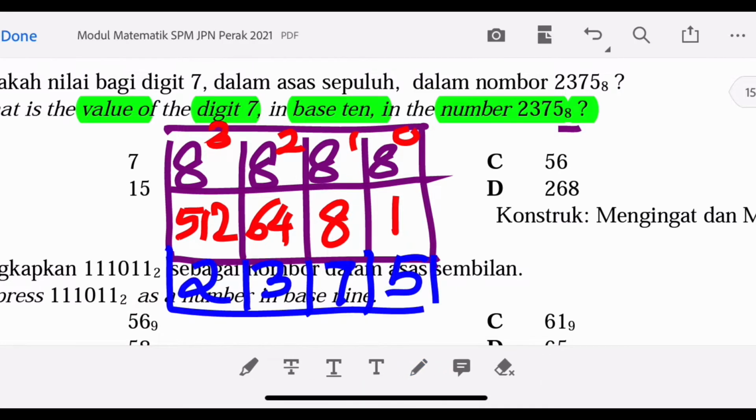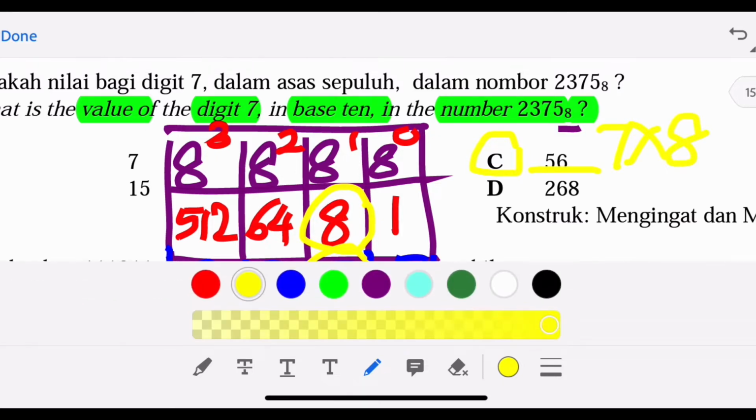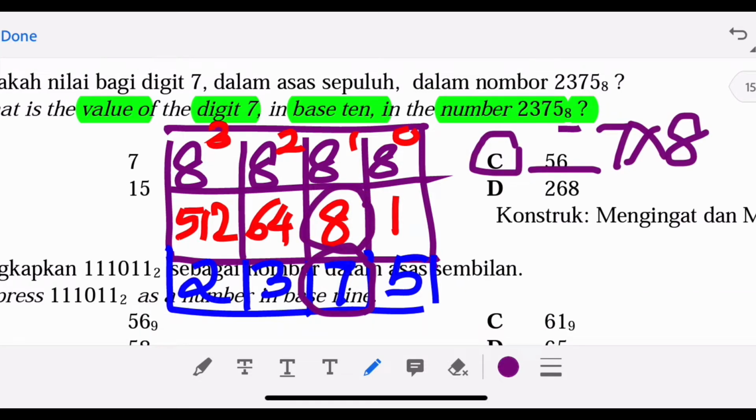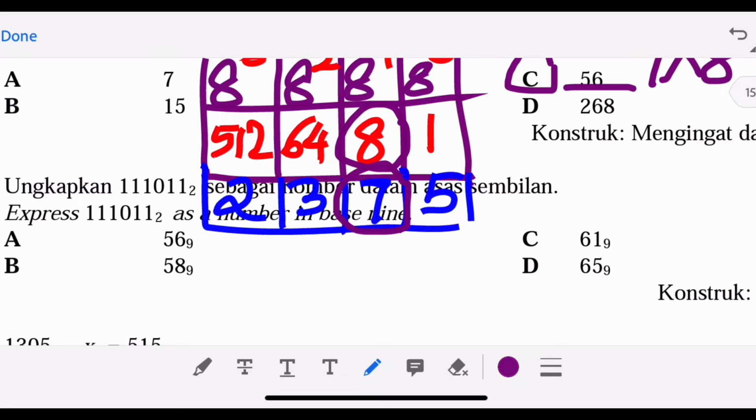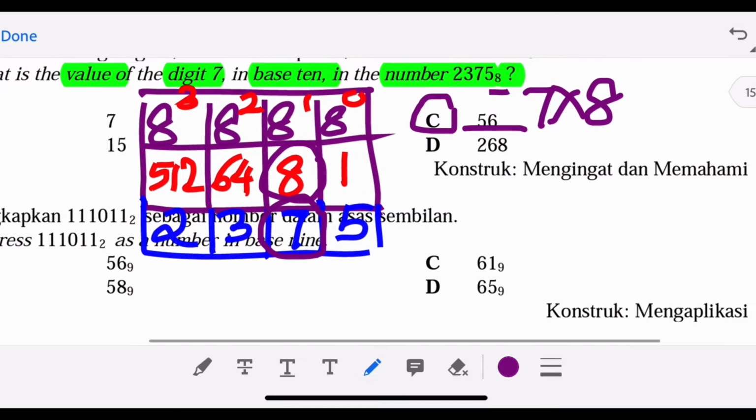So once you are asking for the place value of the 7, you must know that you have to take this 7 and multiply by this place value. The place value always multiplies, 7 times 8. Alright, so the answer obviously is C. Okay, 7 times 8. Got it? If base 8, you label 8 as the base. All the questions are almost the same. If they change to base 5, you also do the same. This is called expansion.